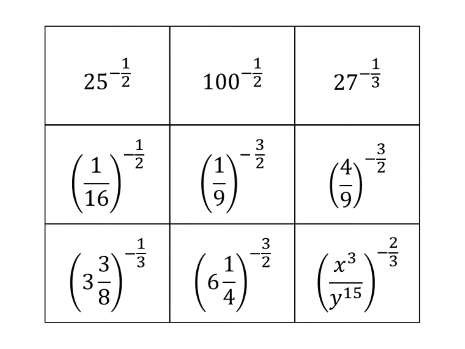Right, guys, next one. What happens when I have negative indices? So it's a mixture of the first section and the second section. Well, the minus a half just flips, so it's 1 over 25 to the power of a half.